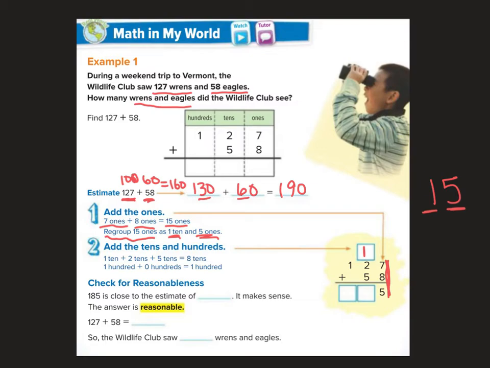Okay, so now I'm going to add my tens together. 1 and 2 makes 3. 3 and 5 makes 8. Okay, 1 and 0 makes 1. So our answer is 185.